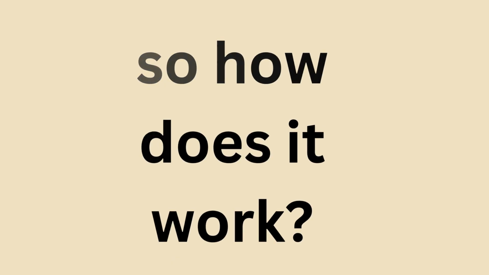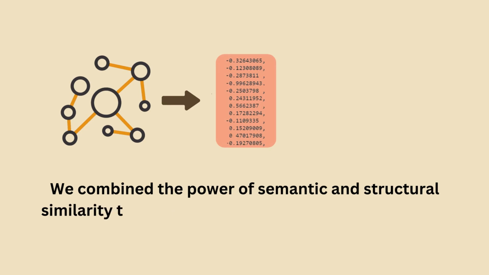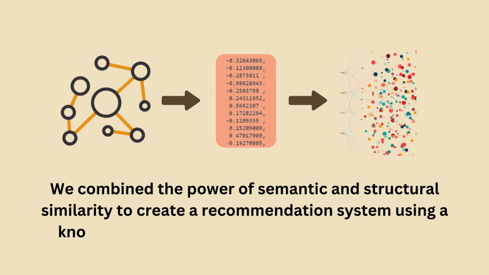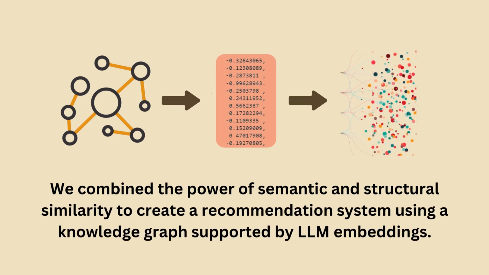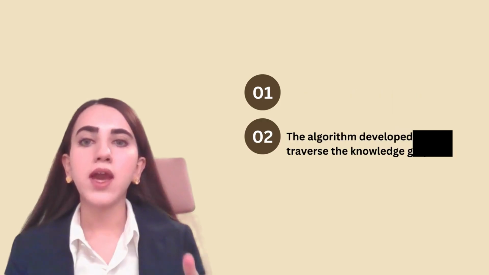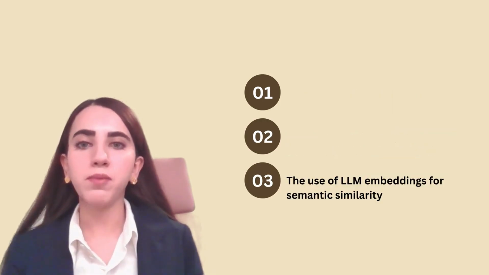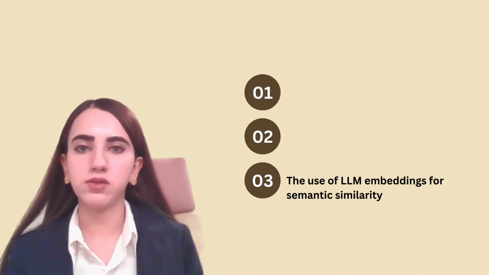So how does it work? We combine the power of semantic and structural similarity to create a recommendation system using a knowledge graph supported by LLM embedding. I will now explain how the knowledge graph was constructed and optimized, the algorithm developed to traverse the knowledge graph, and the use of LLM embeddings for semantic similarity.